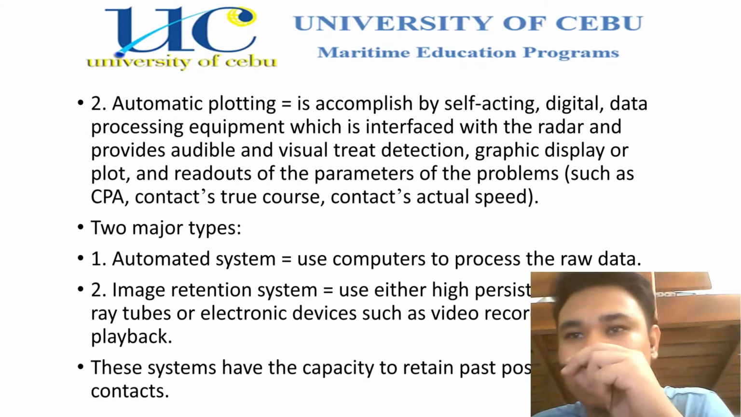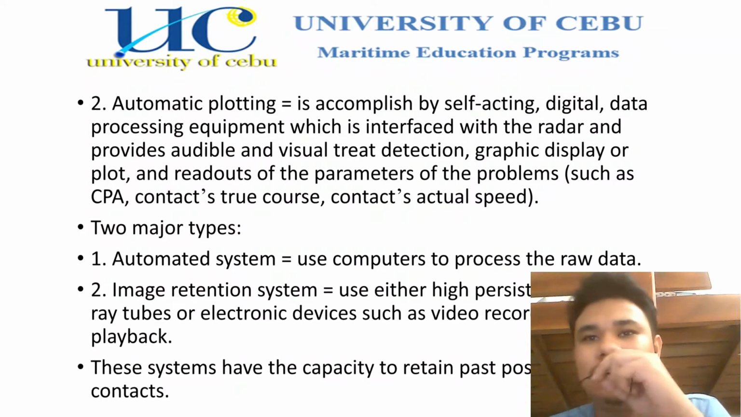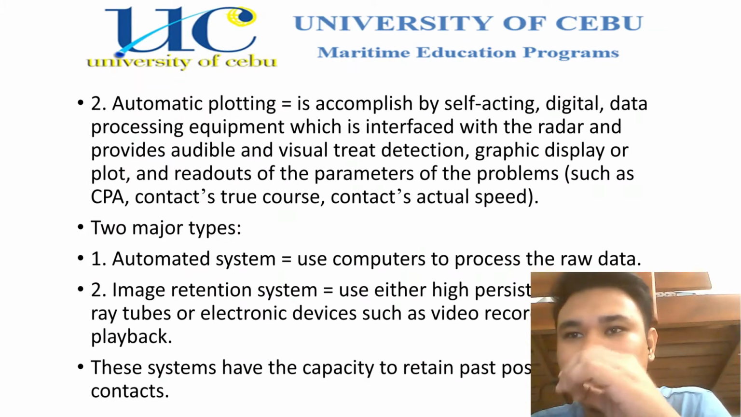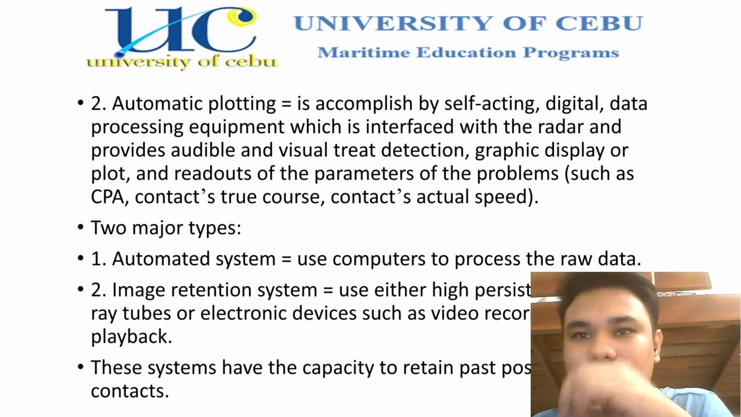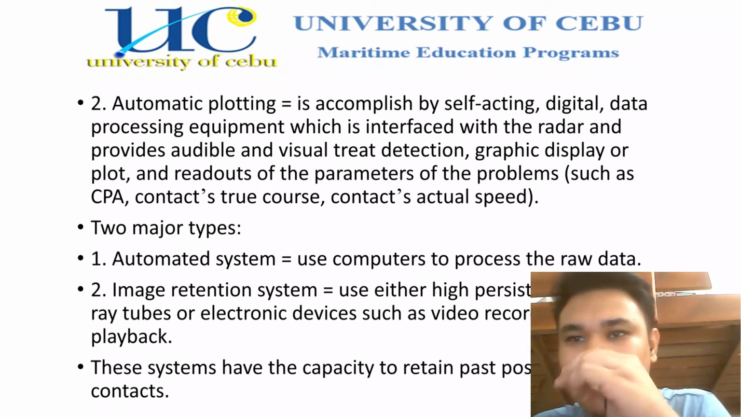The first uses computers to provide the raw data. Image retention systems use either high persistence cathode ray tubes or electronic devices such as video recorders and playback. This system has the capacity to retain past positions of the contacts.